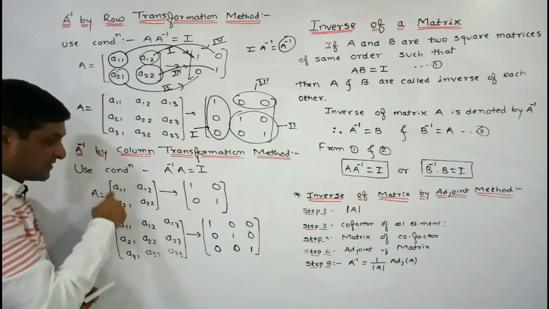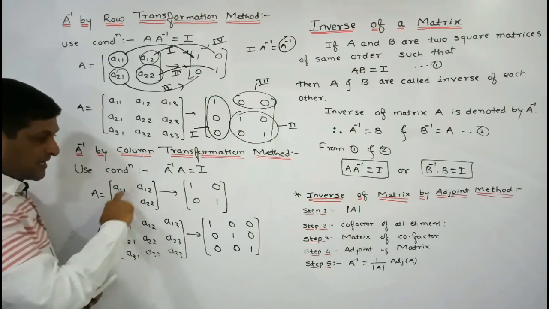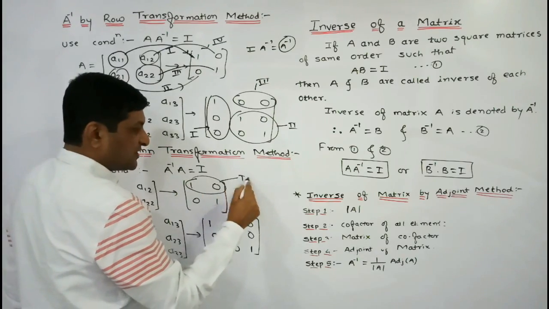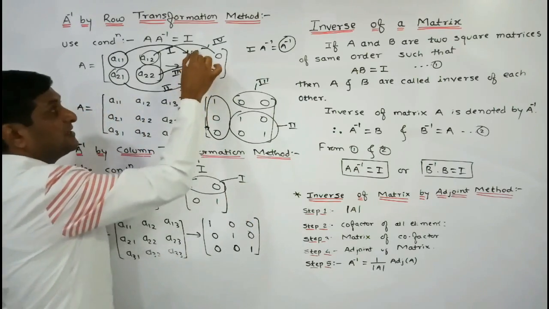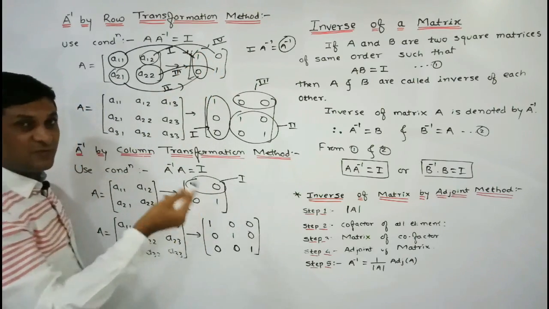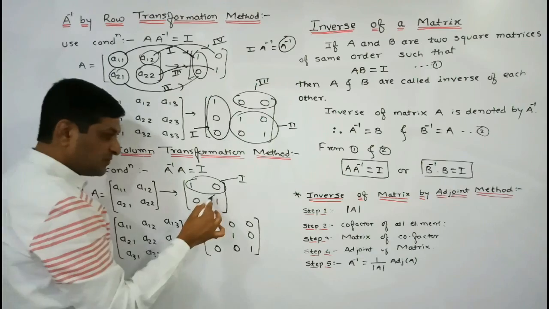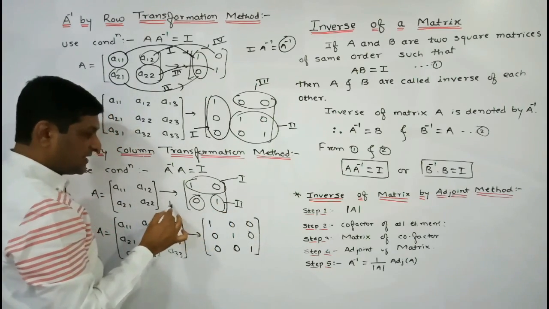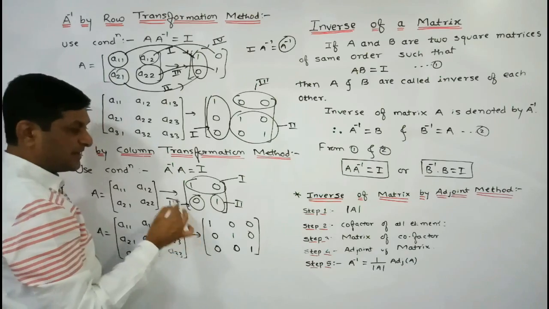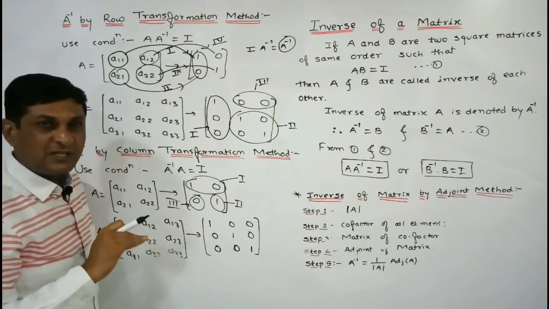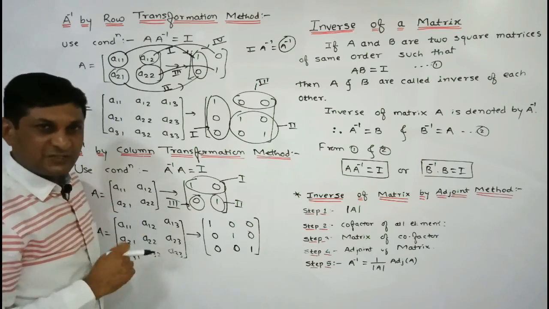So let us suppose that this is the given matrix A. Whenever we are converting it into identity matrix, this will be our first step. So what was the first step here? This was the first step: get 1 0 in the first row. Then this will be the second step: get 1 here. And lastly get 0 here. This is our third step. The same steps we have to follow in case of a matrix of order 3 by 3.